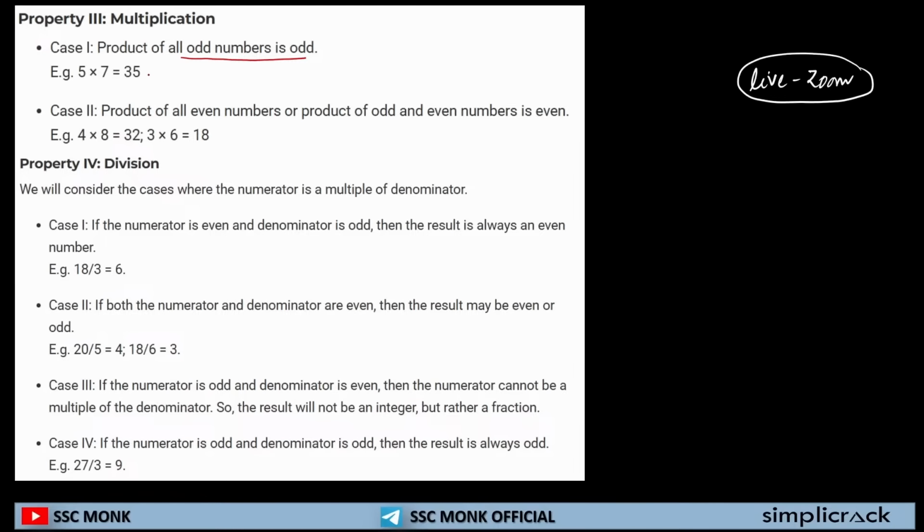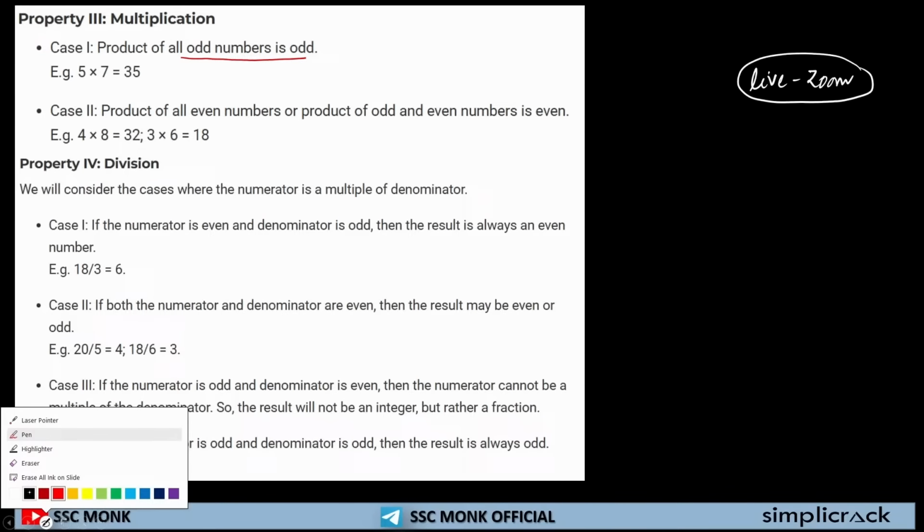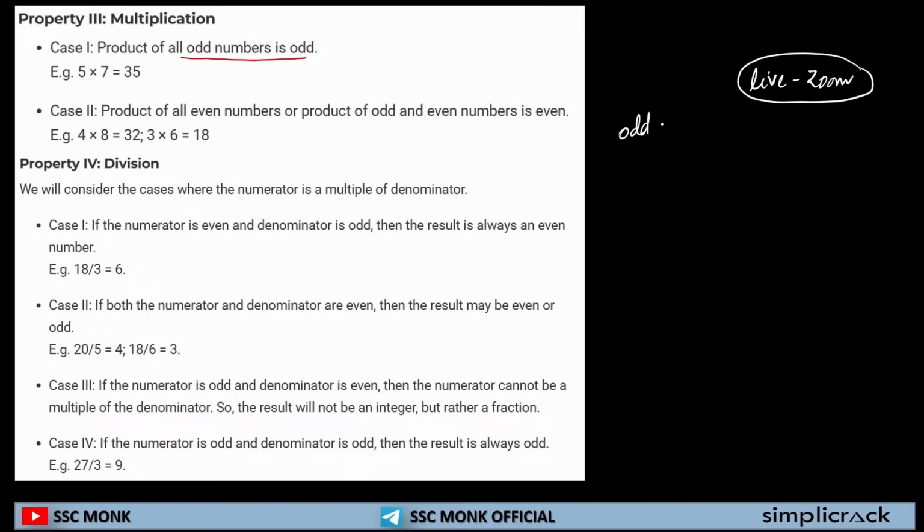Now, for multiplication, the product of all odd numbers is odd, like 5 into 7, 35. No matter how many odd numbers you multiply, you will always get an odd number. The product of all even numbers, if you multiply even by even, you will get an even number. Now if you ask, sir, you told us that odd multiplied by odd is odd, and even multiplied by even is even, what happens when I multiply odd by even, or even by odd? I will always get even. Clear? So this is how you need to understand everything.